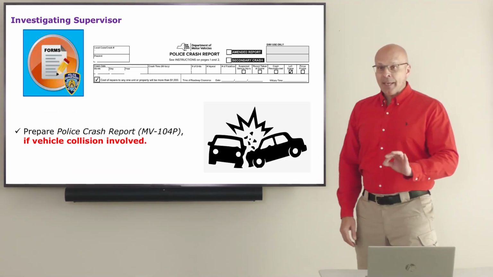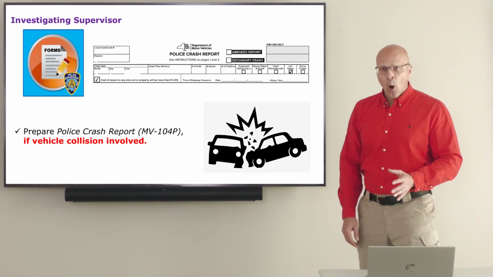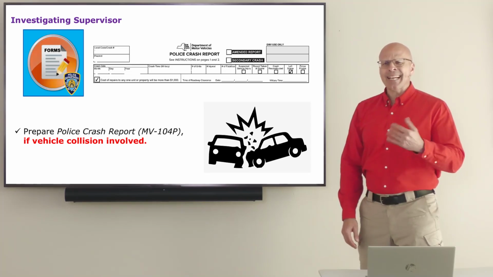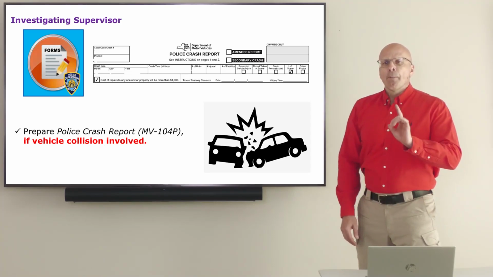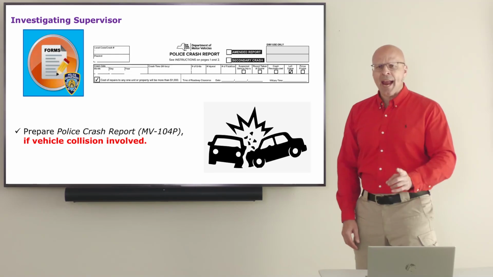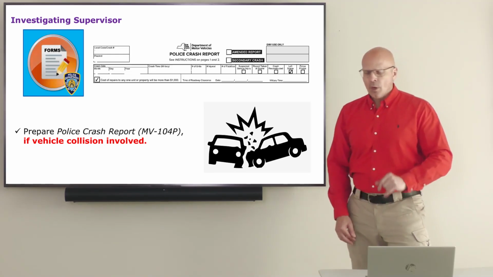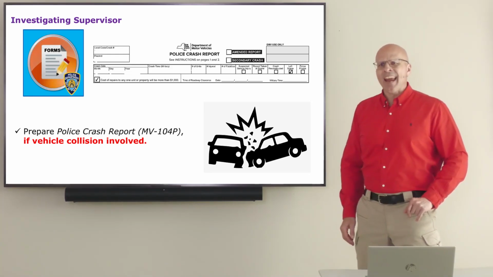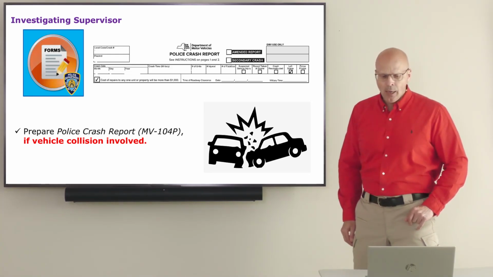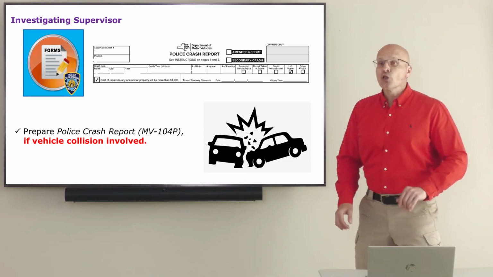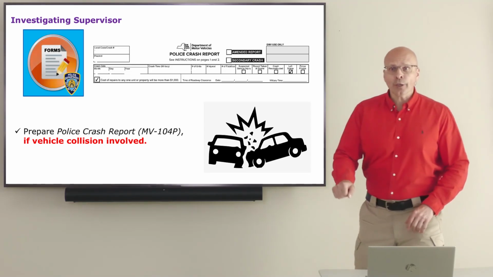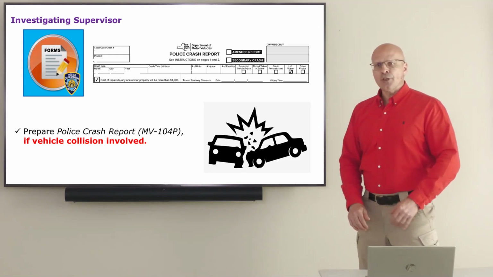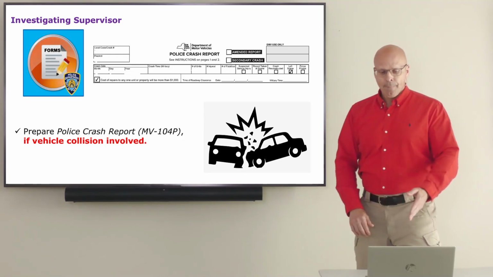Now, let's be careful again, because the paperwork. Sometimes a police crash report will be prepared, and sometimes an 80 report will be prepared. Be careful on who prepares these reports. The investigating supervisor will prepare a police crash report, MV-104P, the PCR, if a vehicle collision is involved. So an officer, he is on patrol and he's walking across the street, and boom, he gets hit by a car, and he is injured when he gets hit by that car.